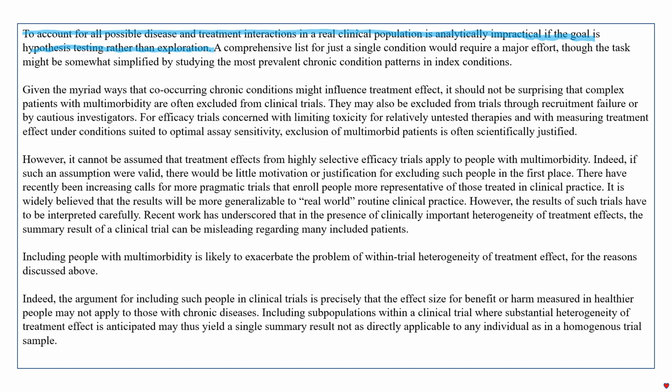Given the myriad ways that co-occurring chronic conditions might influence treatment effect, it should not be surprising that complex patients with multimorbidity are often excluded from clinical trials. They may also be excluded from trials through recruitment failure or by cautious investigators. For efficacy trials concerned with limiting toxicity for relatively untested therapies and with measuring treatment effect under conditions suited to optimal assay sensitivity, inclusion of multimorbid patients is often scientifically justified.